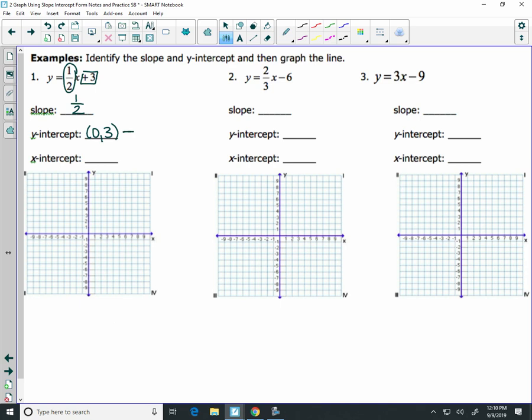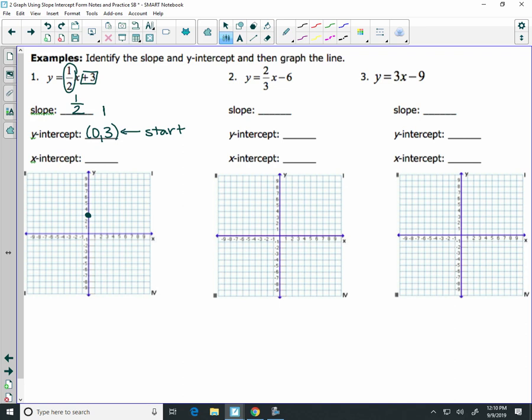Okay, so if you're thinking to yourself, graphing is not my bag, I will solve for x all day long, but I don't like to graph. Here's the thing. Write down what I'm writing down. The y-intercept is where you start. I'm going to go over 0, up 3 and put a dot.